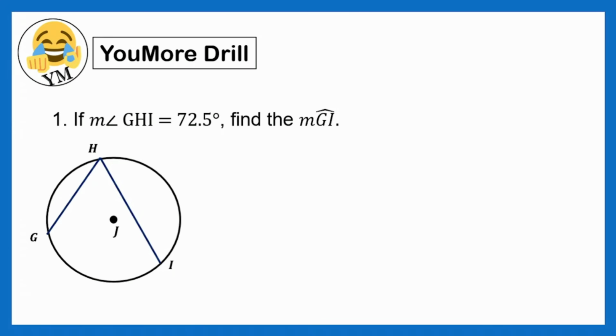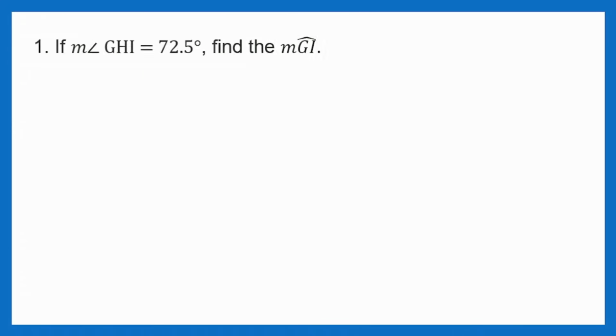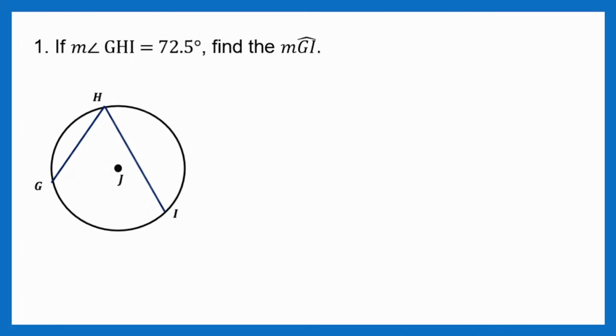Alright, time's up. So, let's answer number 1. Ayan. So, dapat alam mo kung paano tumingin ng values kung hindi siya nakalagay. So, measure of GHI is 72.5 angle. So, ito yan. G, H, and I. So, ito yung 72.5 degrees. Alright? So, find the measure of GI. So, hanapin natin ito. So, napakadali.